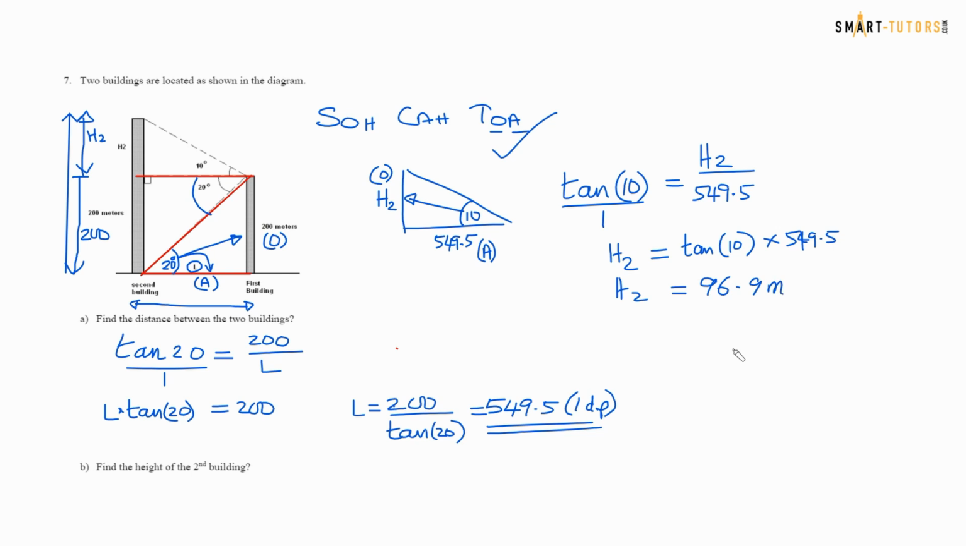Then the building's height, so total height, we need to add the 200 with 96.9. So the total answer is 296.9 meter. So that is the answer for question number 7.